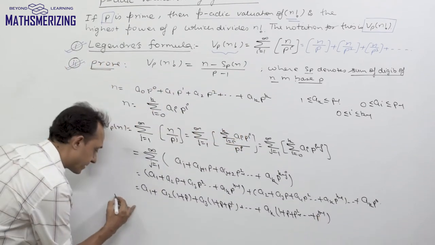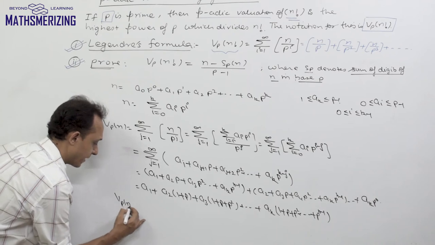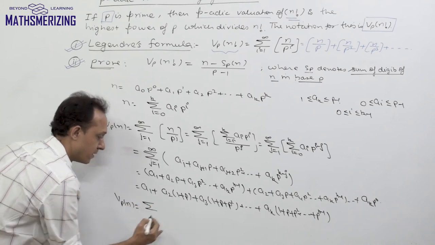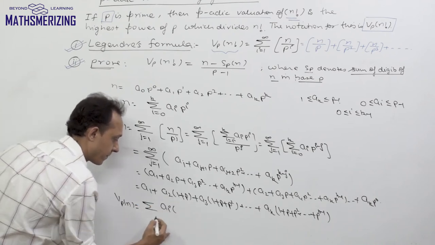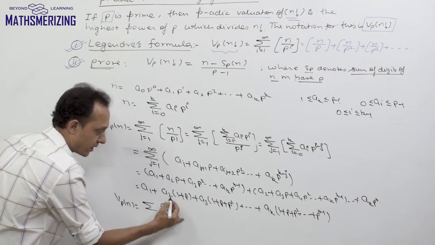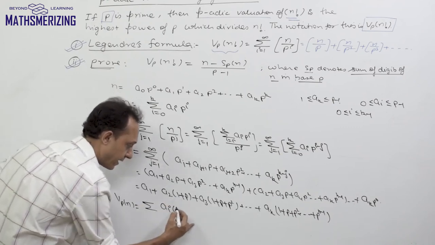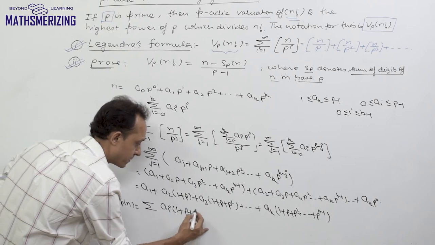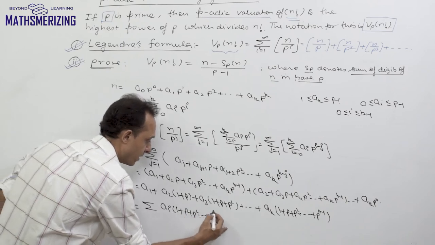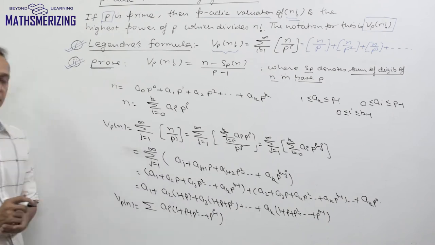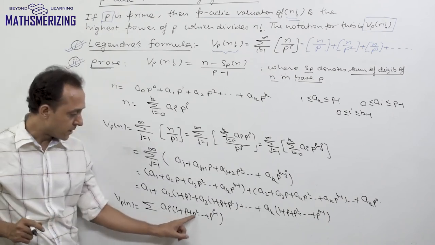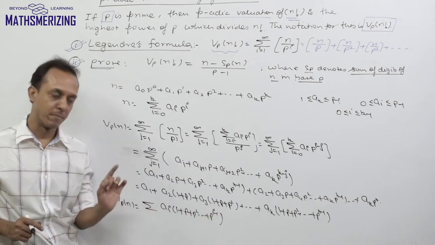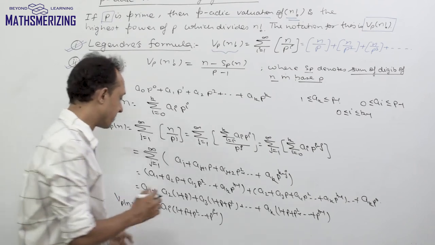So I can express it as another summation, and Vpn is this summation. Suppose it is ai: if it is a1 then it is 1, if a2 it is 1 plus p, if it is ai then it is 1 plus p square, and it goes all the way up to p to the power of i minus 1. Now 1 plus p square up to p to the power i minus 1 is nothing but a geometric progression.